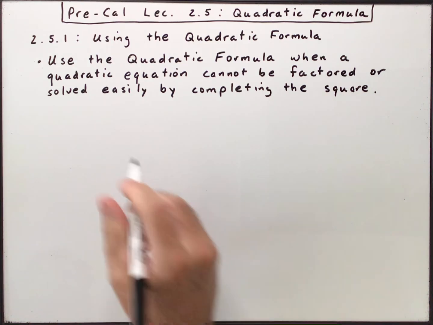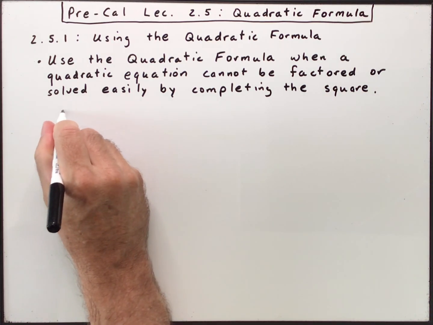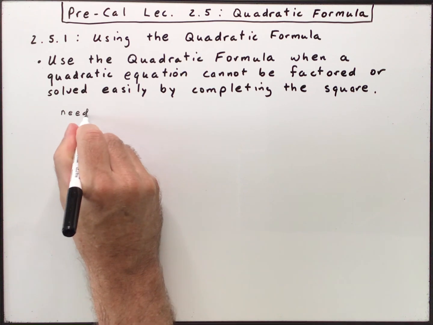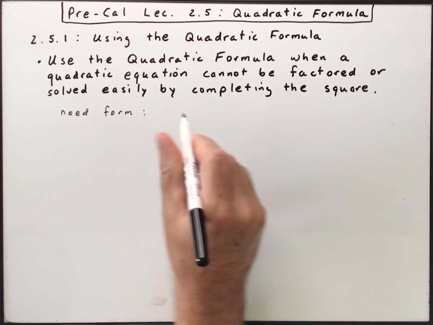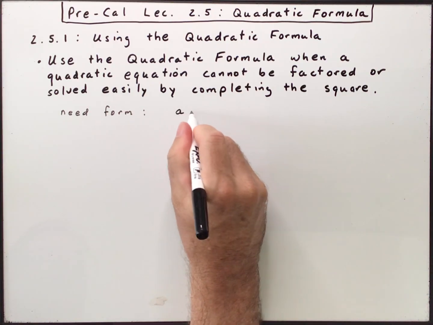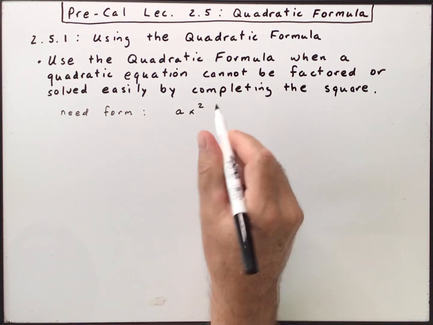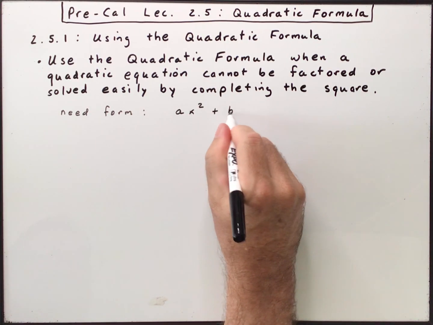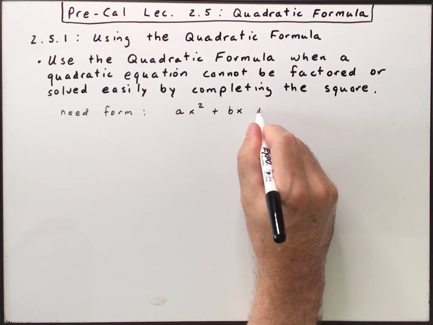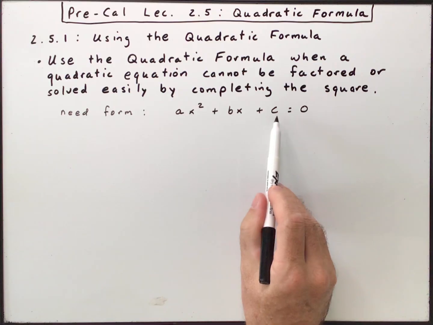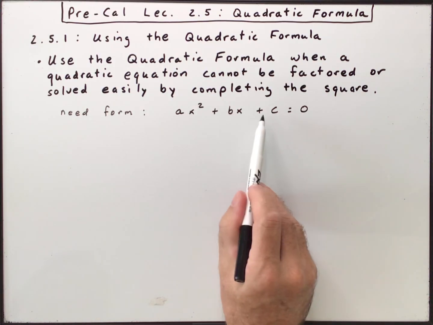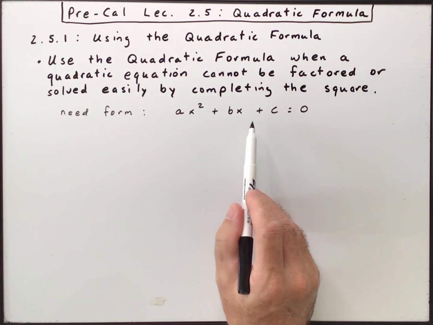So we need the form a times x squared plus b times x plus c equals 0. If it's not in that form, let's say c is on the right side, you have to move it to the left. All right?